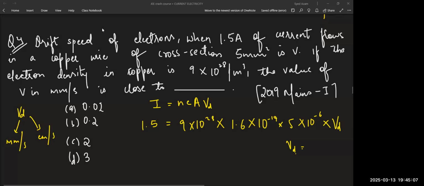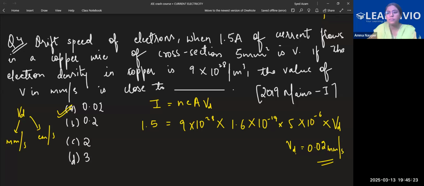I think Upasana, your option C is there, and Mira's option A, right? It's option A actually. Okay, 0.02. The answer will be 0.02 millimeter per second. Just check the calculations. Some error must be there only. Let's move to the next question.